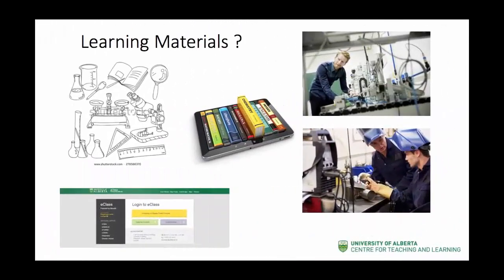The most obvious instructional material is the textbook, but it's not the only element that may be necessary. The learning management system, called eClass at the University of Alberta, is increasingly an important part of many courses. Further, if you're wanting the students to practice a skill, you have to ask, do you have the adequate resources, such as space and equipment?